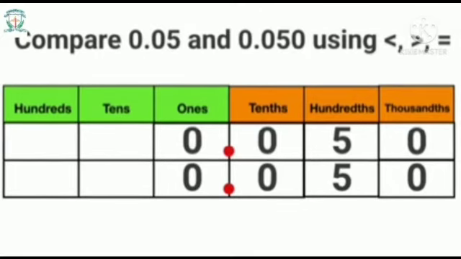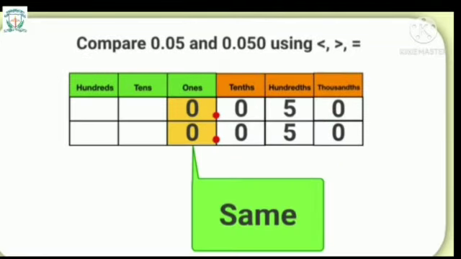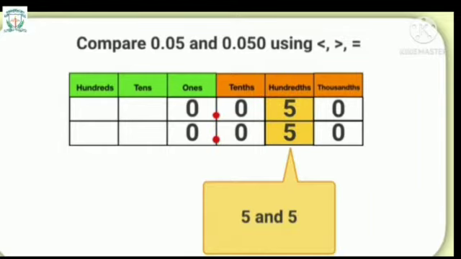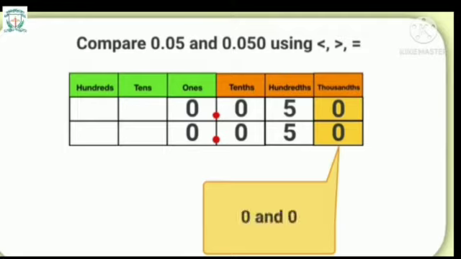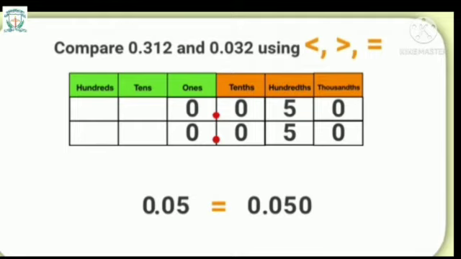Now compare whole part. That is 0 and 0 are same. Move on to the tenths place. Again 0 and 0 are same. Next move on to the hundredths place. 5 and 5 are same. Next move on to the thousandths place. 0 and 0 are same. Therefore, 0.05 is equal to 0.050.